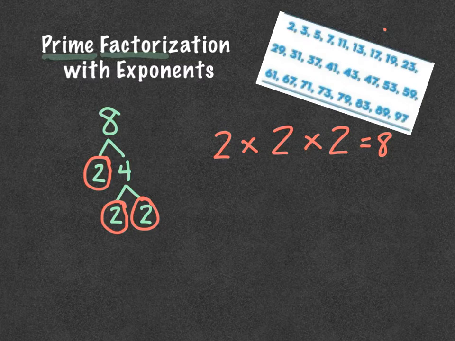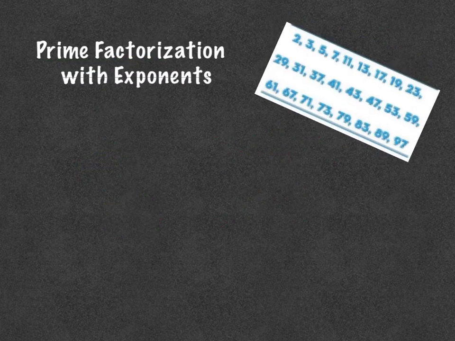Now, mathematicians like to be as concise as they can. So writing 2 times 2 times 2 is a lot of writing. So what they do is they use exponents. So since we have 1, 2, 3 2's, a shorter way to write this would be 2 to the third equals 8, because I have 3 2's there, so my exponent will be 3. Okay? Let's try another one.